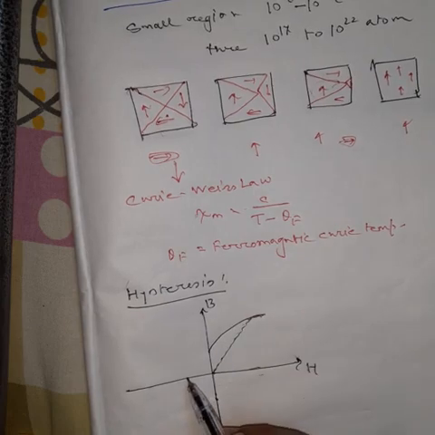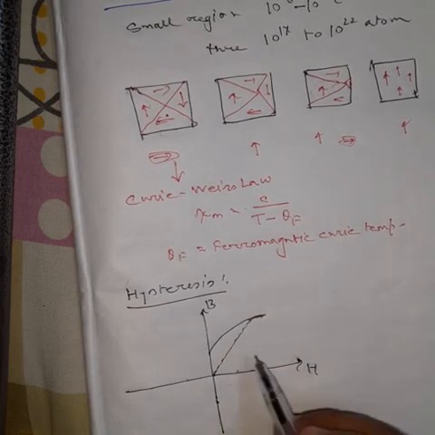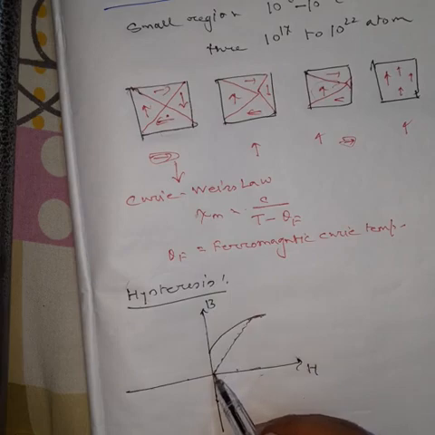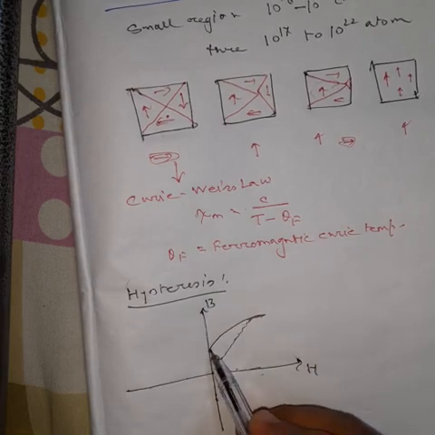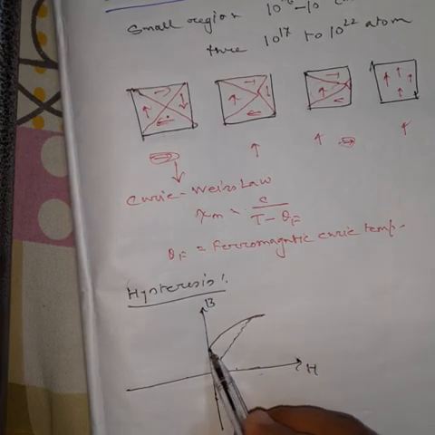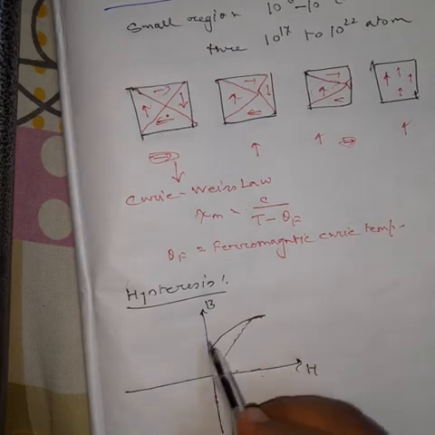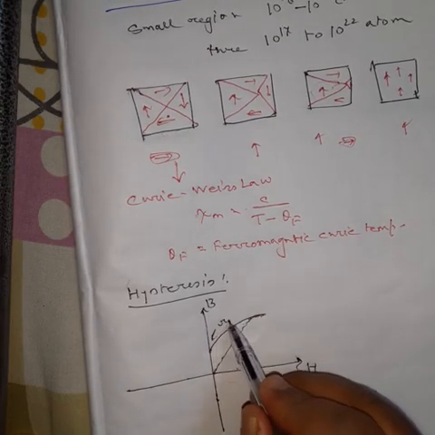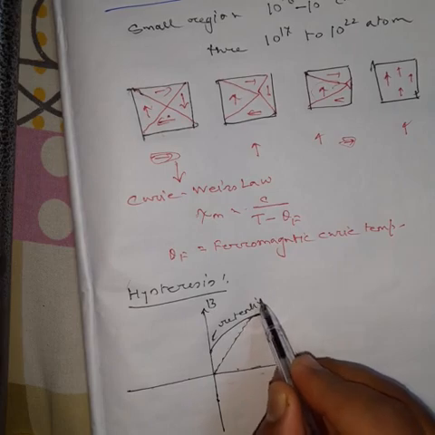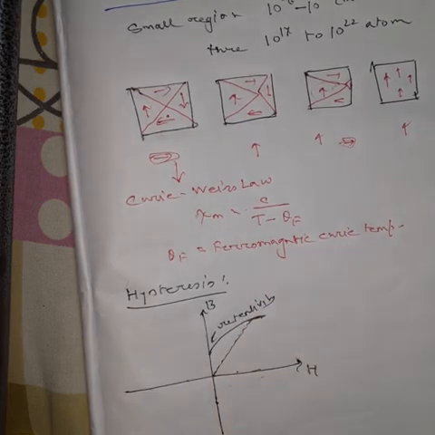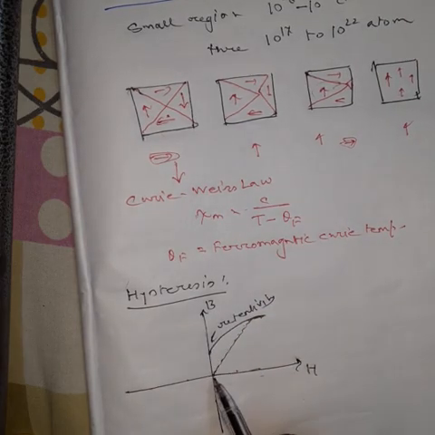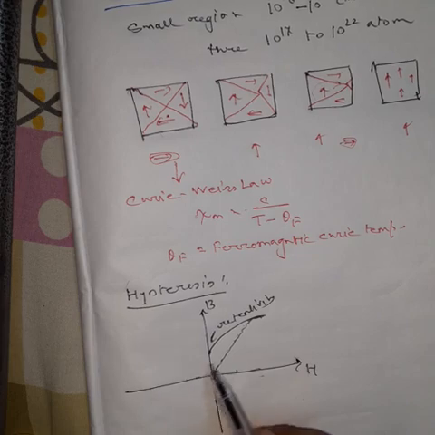Okay. So then what happens is that up to this it is there. So at zero field, there is some field already there. So it retains that field. This is called retentivity. Now, if I want to make it 0, I have to apply another field in the negative direction.